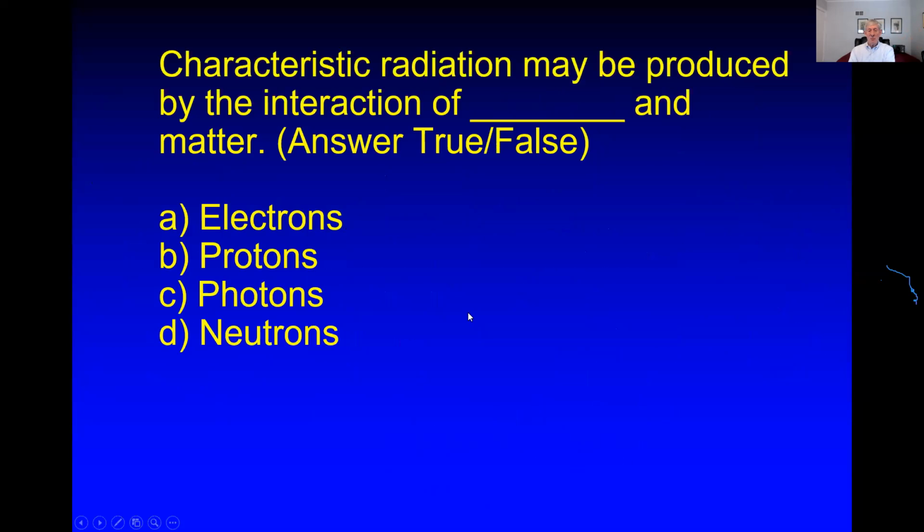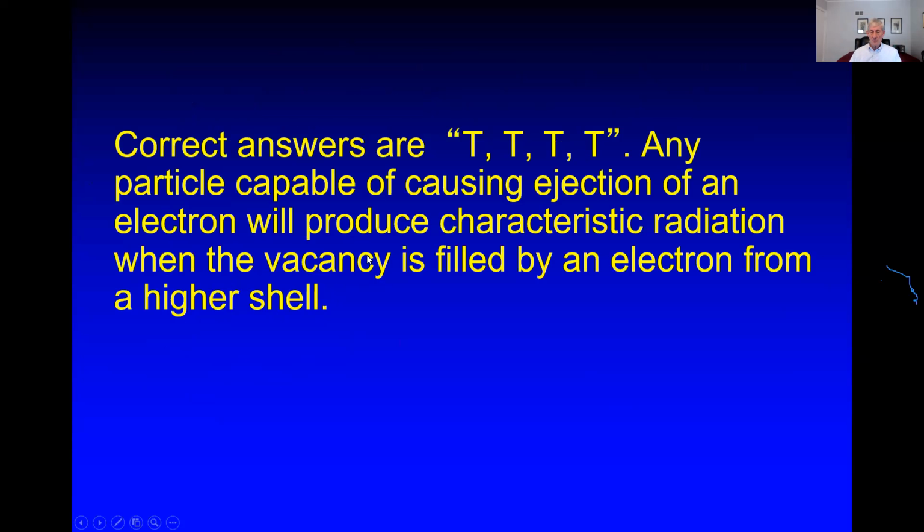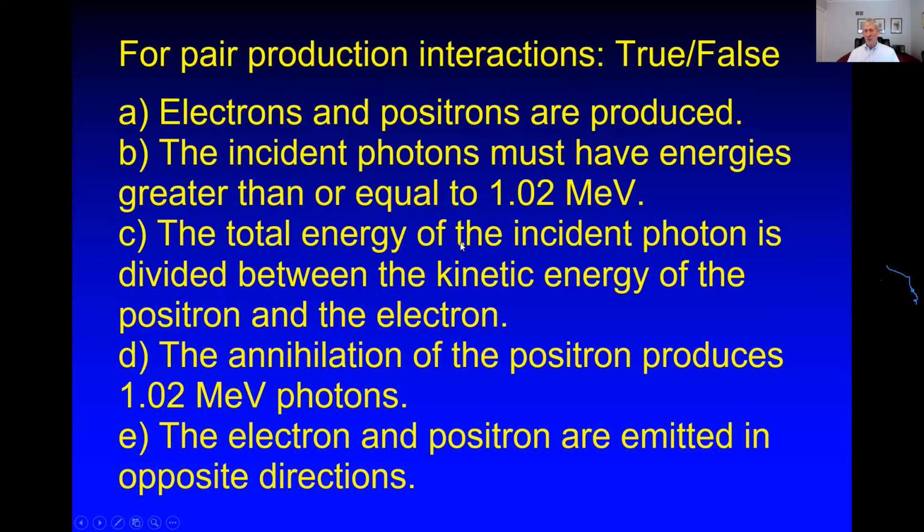Okay. Characteristic radiation may be produced by the interaction of which of those? Let's go down the list. Electrons. If electrons interact with matter and knock out other electrons, could they produce characteristic radiation? Yes. And how about anything else that can knock out an electron? Protons, photons, neutrons. Yes, yes, yes, and yes. Those are all true. Anything that can knock out an electron, even visible light, will produce characteristic X-rays. They're all true.